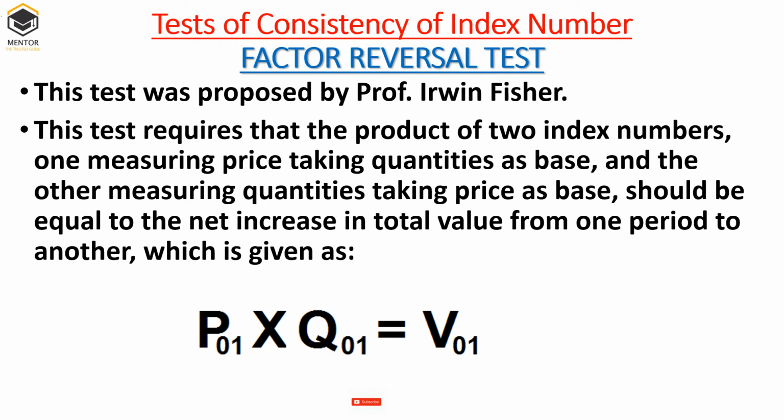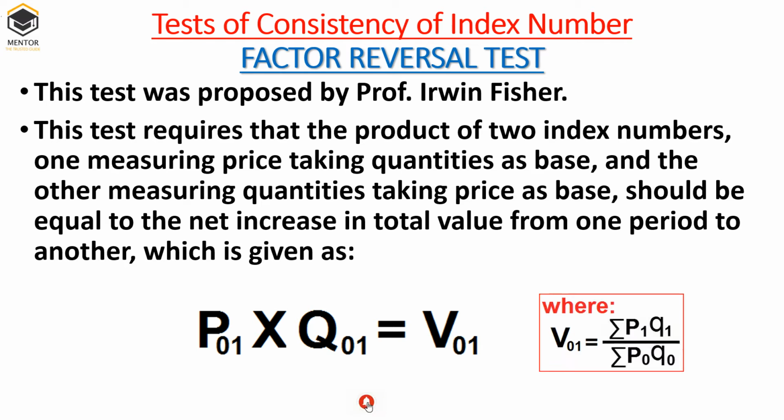So how to read this? P01 into Q01 is equal to V01. It's simple: if I take a price index and a quantity index and multiply these two indices, I should get a value index. So this is our factor reversal test. So how to find the V01? V01 is equal to summation P1 Q1 whole divided by summation P0 Q0.